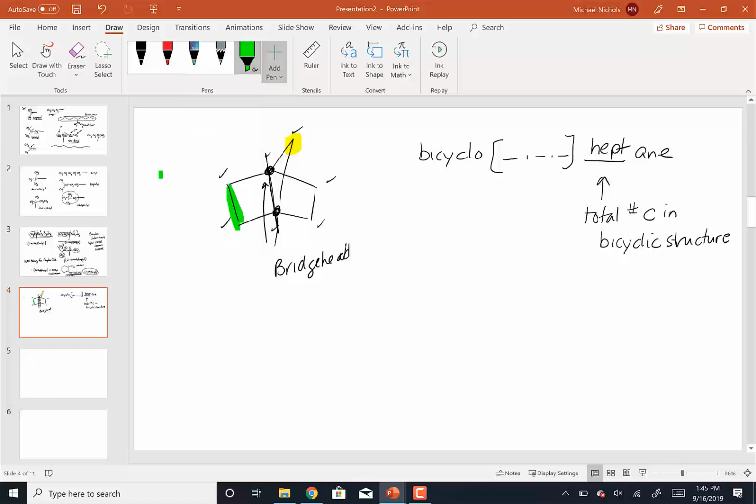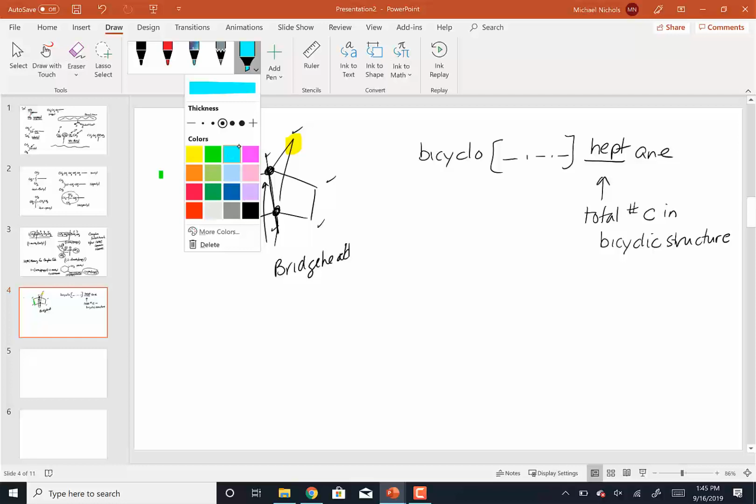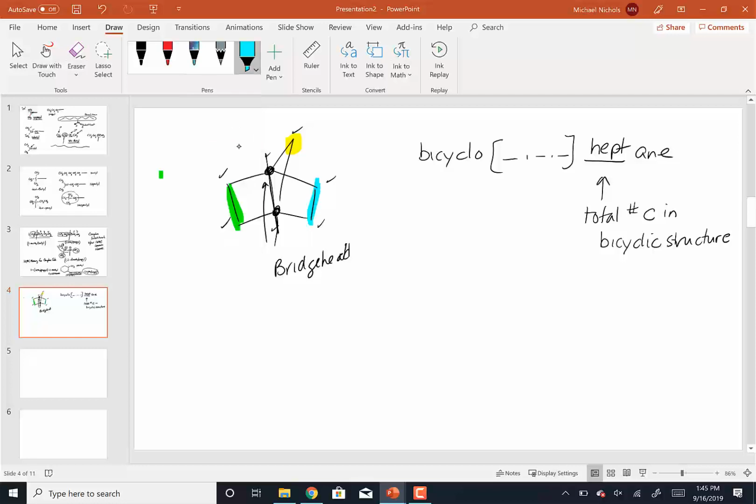Here in green, and here in blue. So I basically have 3 propellers. If you look straight down those 2 bridgehead carbons, there's 3 propellers. The size of those propellers in carbons is what goes into the parentheses. Over here I've got a propeller that has 2 carbons, over here another propeller that has 2 carbons, and up here a propeller that has 1.